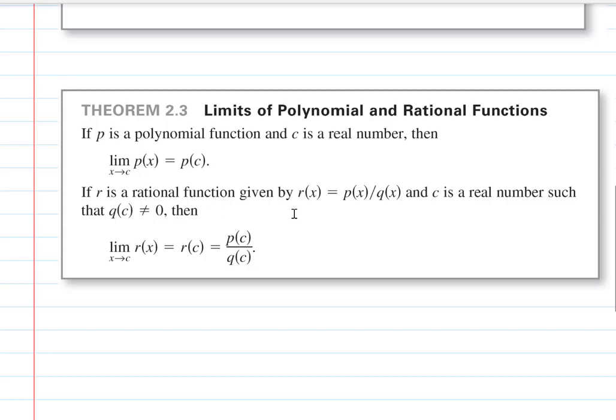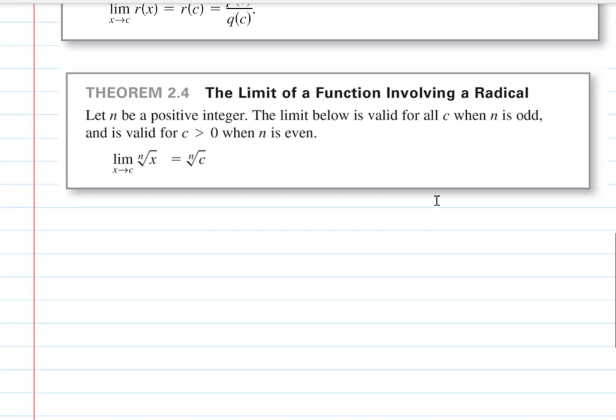Now, the same thing is going to happen for rational functions. We just have to make sure that this c is in the domain of the rational function, and then of course, for this limit to exist, we have to have that q of c, which is the denominator here, is not equal to 0. So when we evaluate polynomial or rational functions, we're just going to be able to substitute directly and then get that limit. Okay, very similar for functions involving a radical.